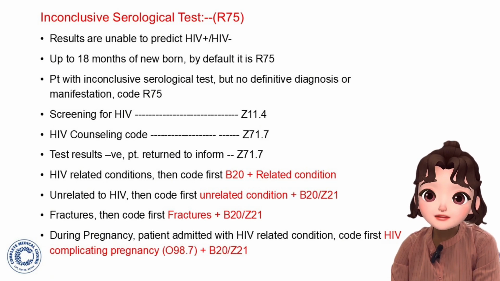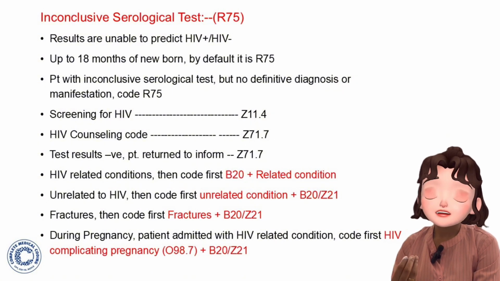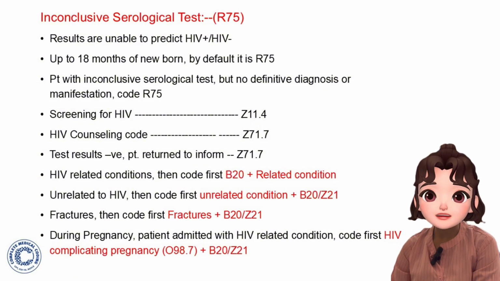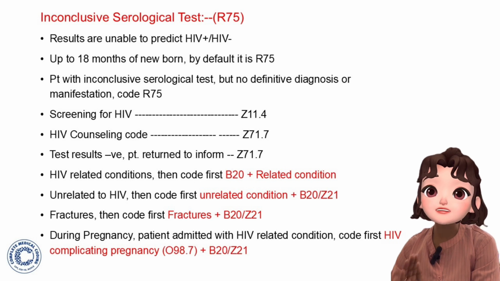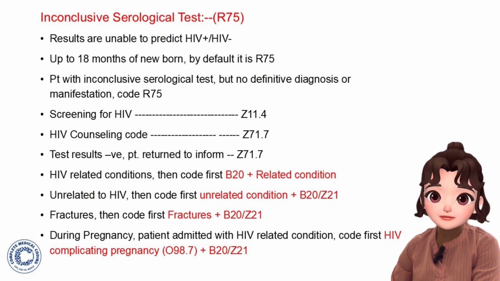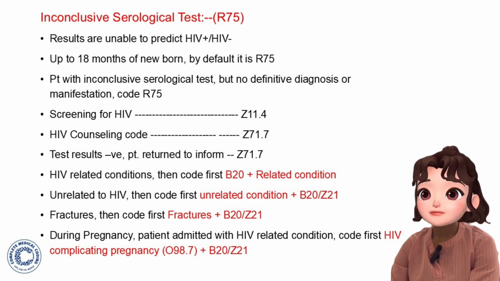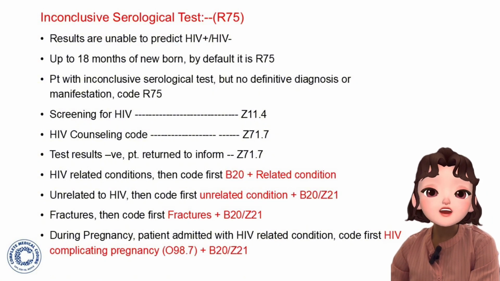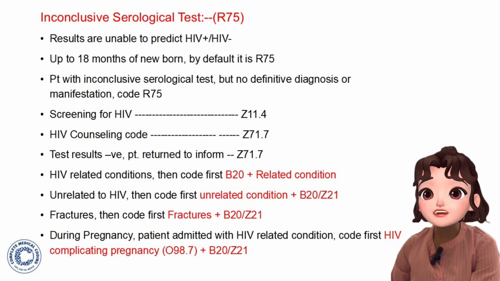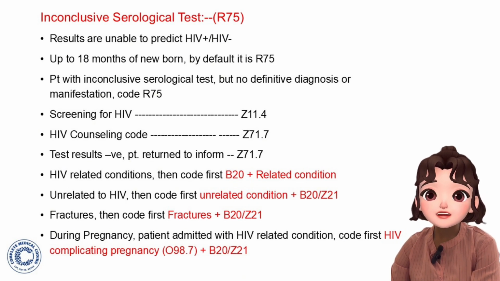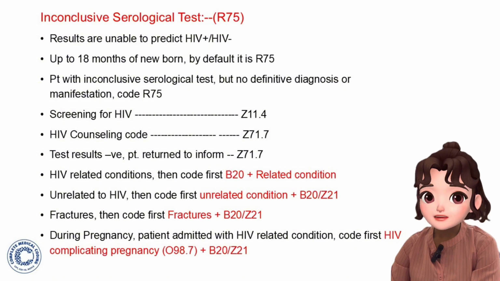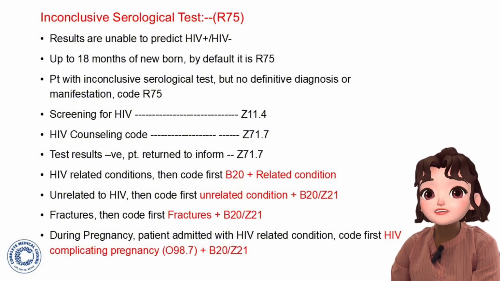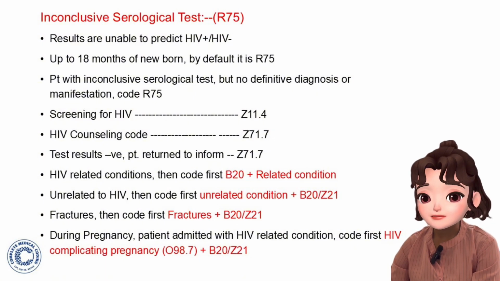Up to 18 months of newborn, you have to code by default R75, whether the newborn baby has HIV or not. Alright. Now, a patient with inconclusive serological test but no definitive diagnosis or manifestation, code R75. That's what I mentioned earlier. A patient who has an inconclusive serological test and no other diagnosis, you have to code R75.